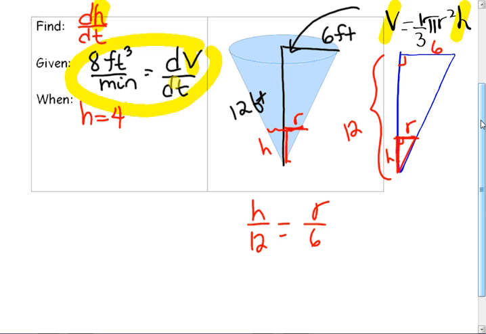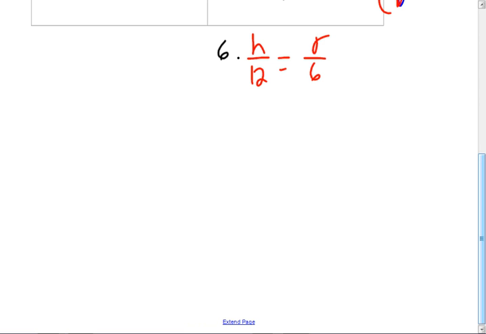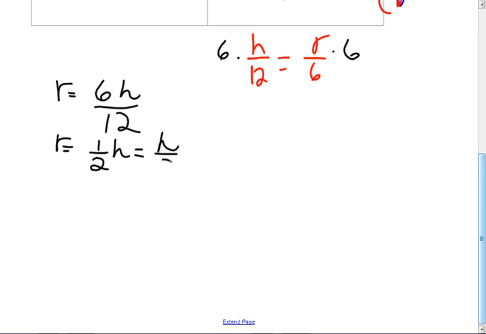So I want to get rid of which variable? Eric, which one do I want to get rid of here? I want to get rid of R, right? Good. So I'll multiply by 6. So R is equal to 6H over 12, and I don't want to deal with those big numbers. So that's R is equal to 1/2 of H or H over 2. Same thing. And that's what I'm going to put in for R.